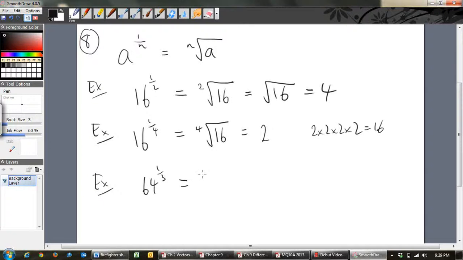Let's do that. That 3 indicates the cube root of 64. What that's asking us is, what number do you multiply by itself 3 times to get 64? And that is 4, because 4 times 4 times 4 is equal to 64. Beautiful. So that's index law number 8.